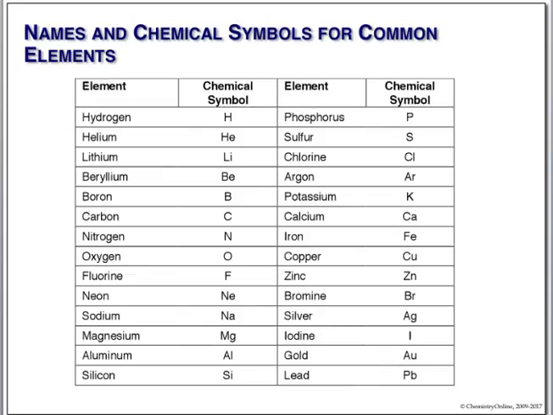Sodium, these guys pretty much all make sense. Phosphorus is a P, argon, potassium, make sure you know that. It's calcium, iron is Fe, that's copper. Zinc, bromine is Br, silver is an Ag, gold Au, and lead is Pb. So take just a minute, browse that over, and then let's just look at some of the questions that have been on old exams.